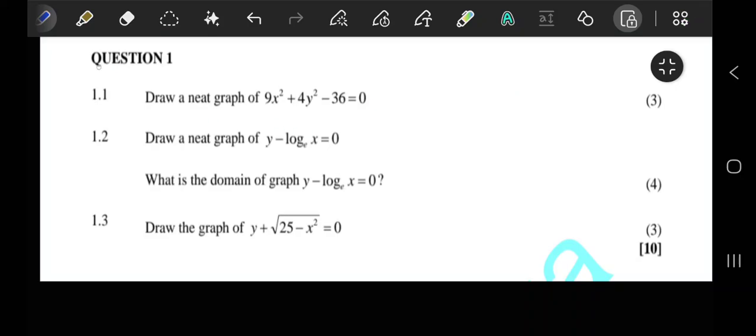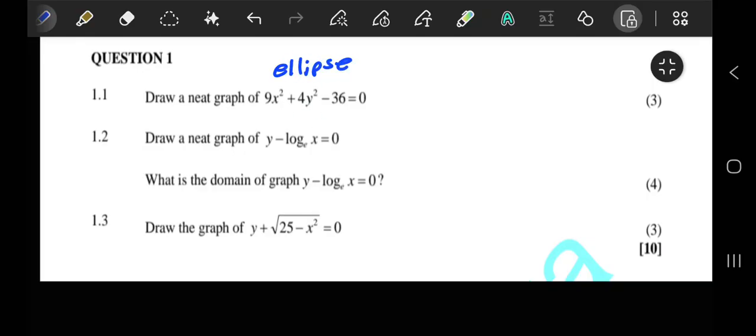Today we'll be looking at N4 Mathematics, the exam paper written in 2020, the last paper of November. We have been given question one. 1.1 says draw a neat graph of 9x squared plus 4y squared minus 36 is equal to 0. As you can see, guys, this is usually an ellipse. It's an ellipse.